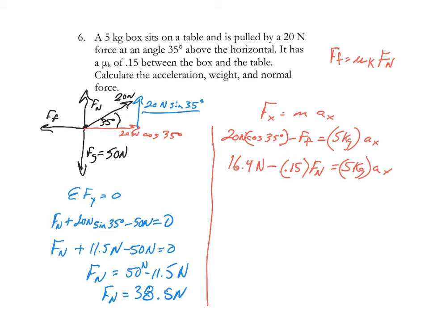So now I can come back over here. 16.4 newtons minus 0.15 times 38.5 newtons. This force normal's up here. I should have went blue, but I didn't. It's 38.5. Equals 5 kilograms times A in the x direction. So 0.15 times 38.5 is 5.8.